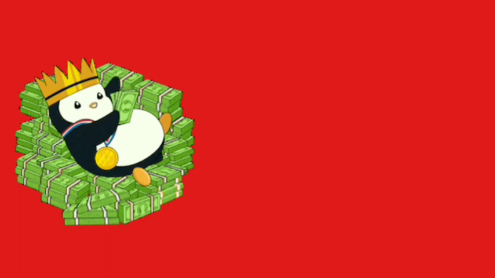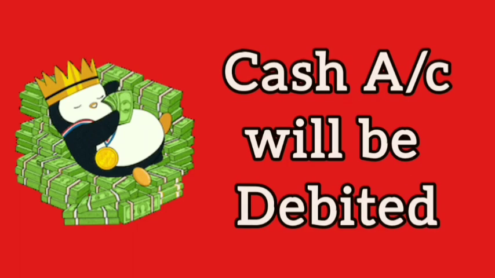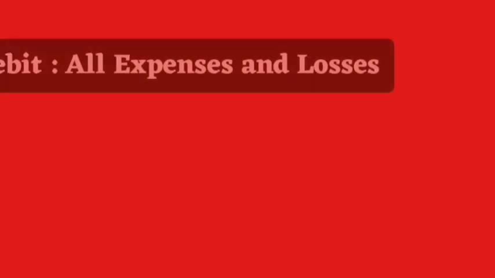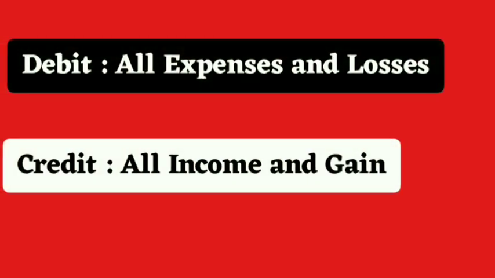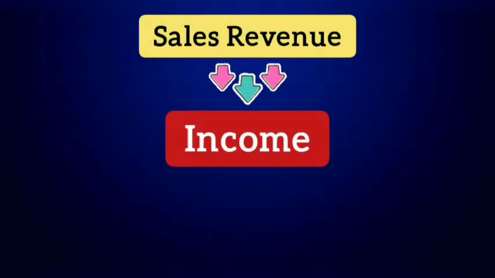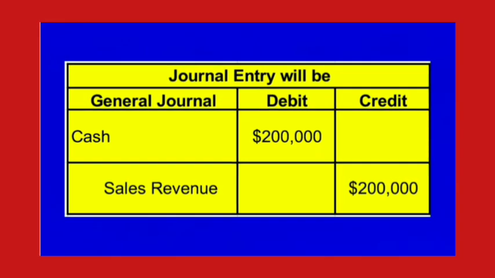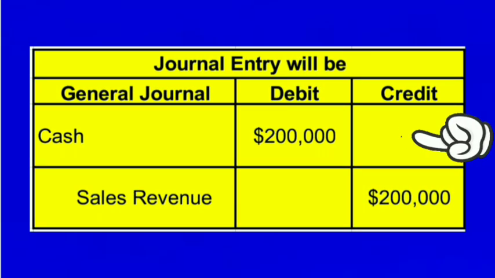Cash is coming into the business. Therefore, cash account will be debited. Sales revenue is a nominal account. Therefore, golden rule number 3 will be applied. That is, debit all expenses and losses, credit all income and gains. Sales revenue is income. Therefore, its account will be credited. Journal entry will be cash account debit to sales revenue account.